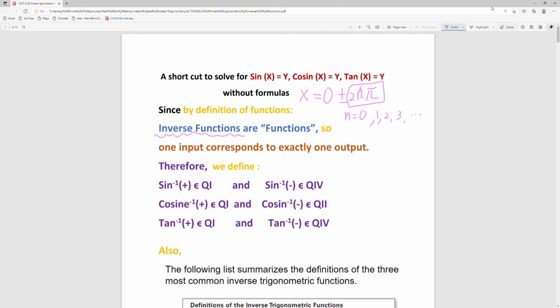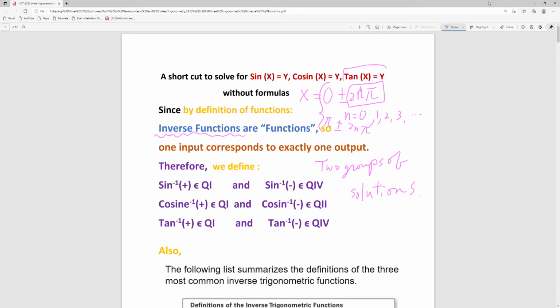We are going to talk about more detail later, but first you need to understand: you find one answer, and then you provide a stream of answers plus 2nπ. And also, x may be equal to π, and then you add plus or minus 2nπ. So you may find two groups of solutions. Two groups of solutions, very important.